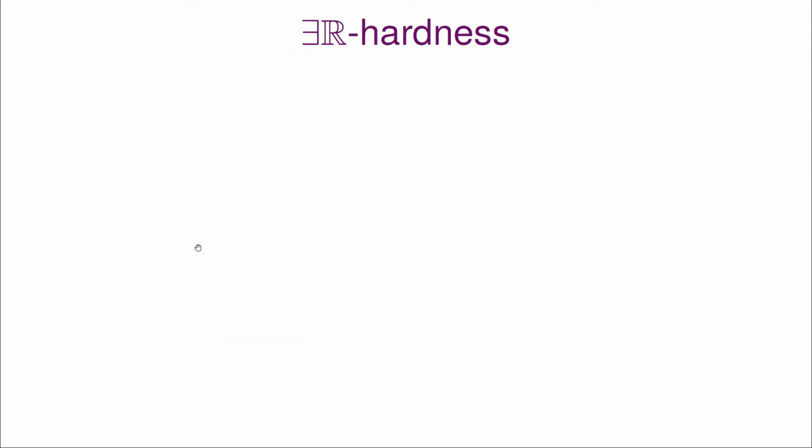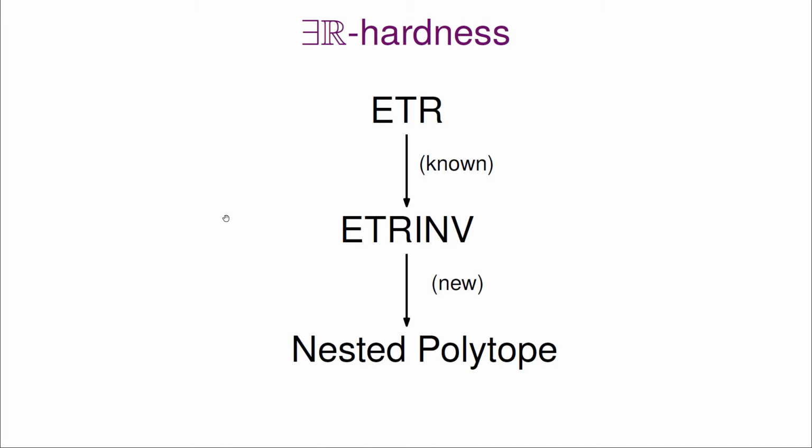So let me now give a sketch on how we show ETR hardness. We show it in two steps. The first one, we reduce from the general ETR problem to ETR-inv. This was already known, but we add a few twists to this, but mainly it was already known. And then we show that this ETR-inv problem reduces to the nested polytope problem.